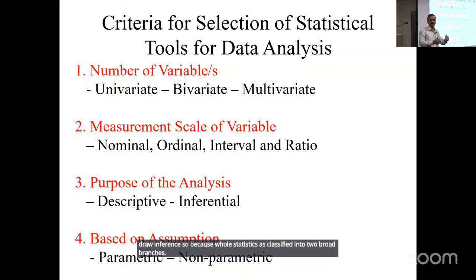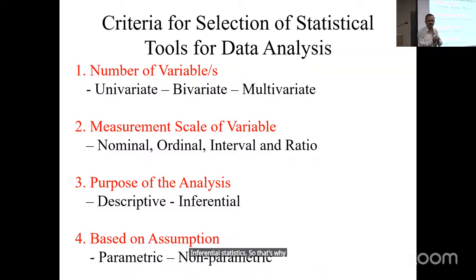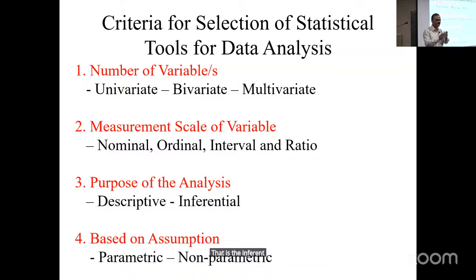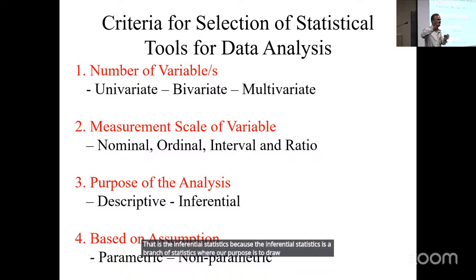Because the whole of statistics is classified into two broad branches: descriptive statistics and inferential statistics. If your purpose is only to describe or summarize the data, that is called descriptive statistical analysis. But the most appropriate in practice, in the majority of cases, is inferential statistics, a branch of statistics where our purpose is to draw conclusions or inference about the population or population characteristics based on sample evidence.